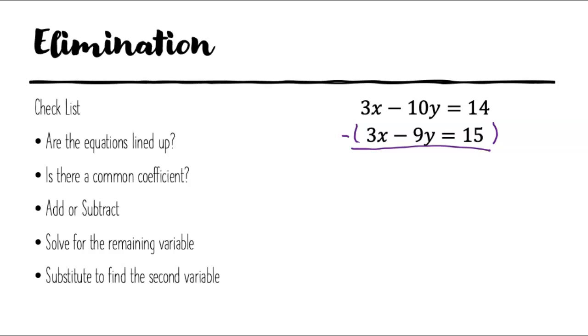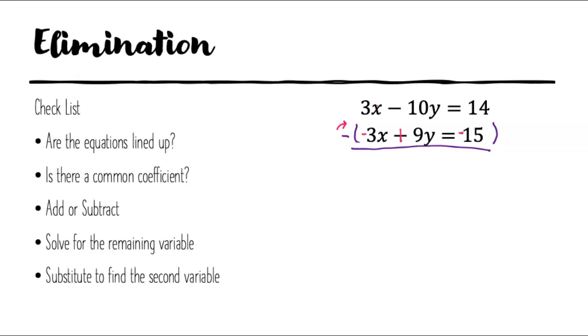So instead of adding, I'm going to subtract the entire bottom equation. Again, this is where you have to be careful because you have to make sure that that negative, that subtraction goes to everybody. So this 3 is subtraction. This negative 9, well, becomes addition because a negative times a negative equals a positive. And this 15 is now negative.